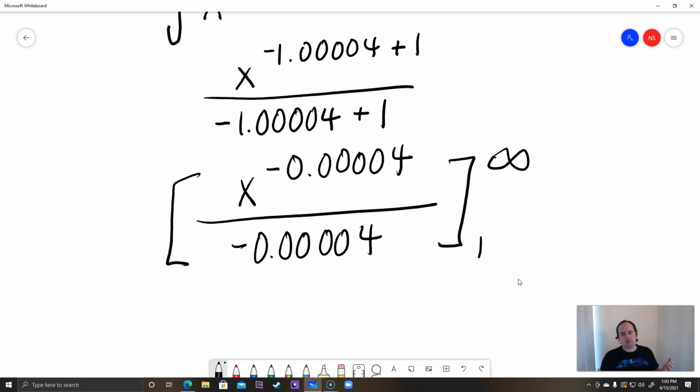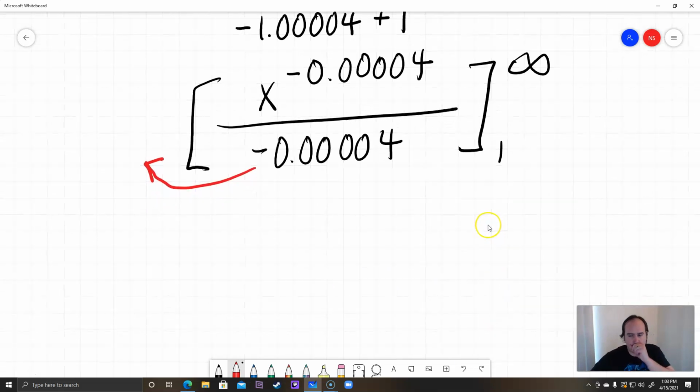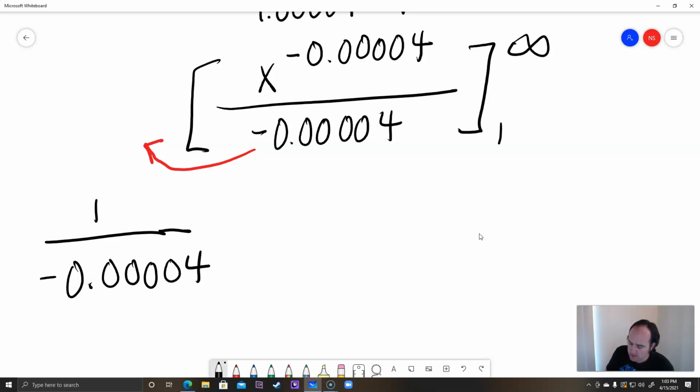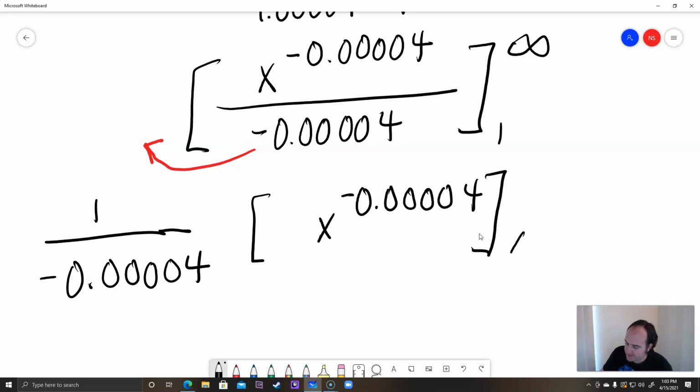However, even a very simple calculator could be helpful here. But I'm going to go ahead and factor out this negative 0.00004 out front. But remember, it's actually in the denominator. It's not in the numerator. So we actually have a 1 over negative 0.00004. And then we're evaluating x to the negative 0.00004 from x equals 1 to x equals infinity.